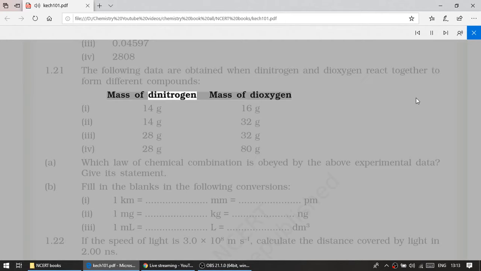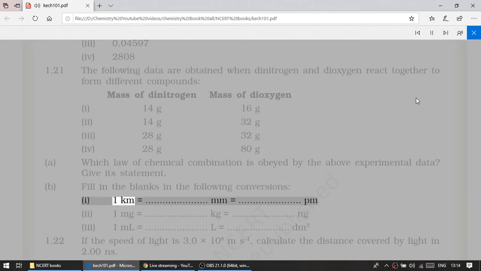Mass of dinitrogen, mass of dioxygen: 1. 14 g, 16 g; 2. 14 g, 32 g; 3. 28 g, 32 g; 4. 28 g, 80 g. Which law of chemical combination is obeyed by the above experimental data? Give its statement. B. Fill in the blanks in the following conversions.